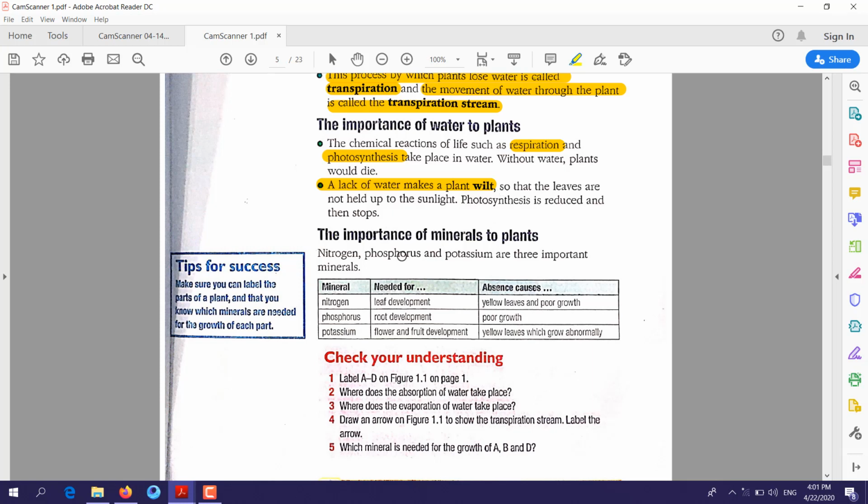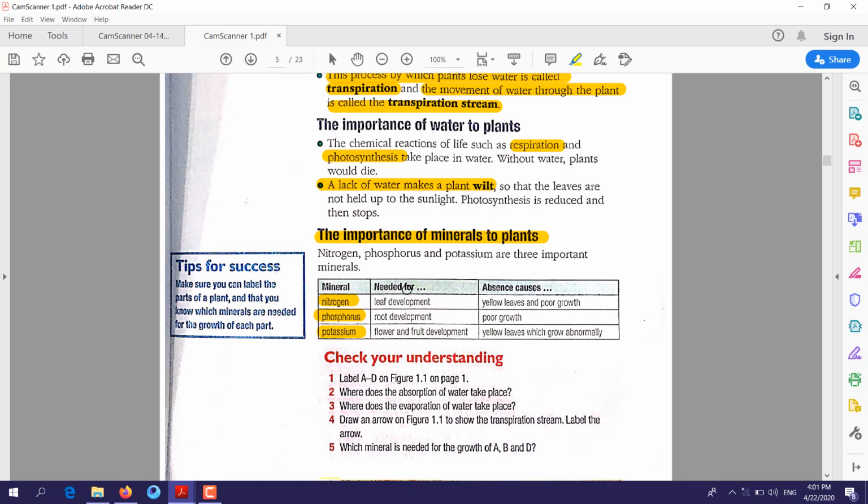Now, the importance of minerals to plants. We say roots absorb water and minerals. We explained why water is important for plants. Now, let's see, what is the function of minerals in plants? Why are minerals important for plants? Firstly, we will take some examples of minerals: nitrogen, phosphorus, and potassium. As you can see here, we have different types of minerals. Because we have different types of minerals, that means each mineral has a specific function in the plant.